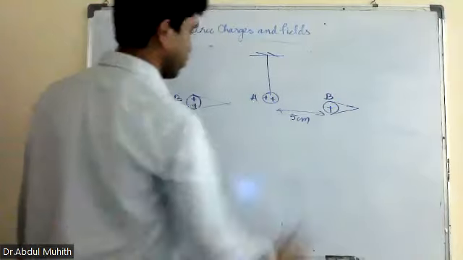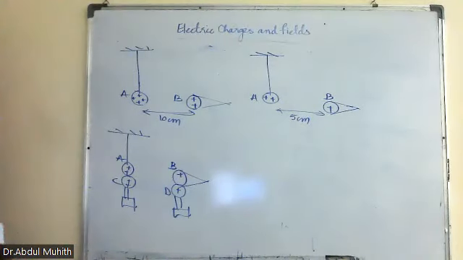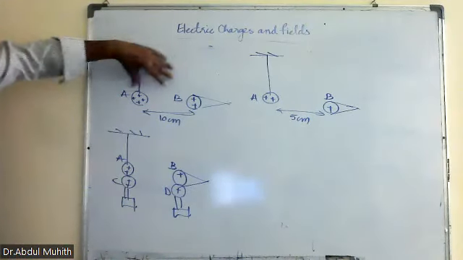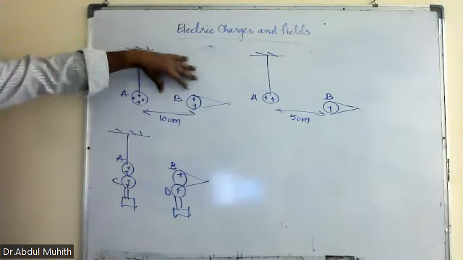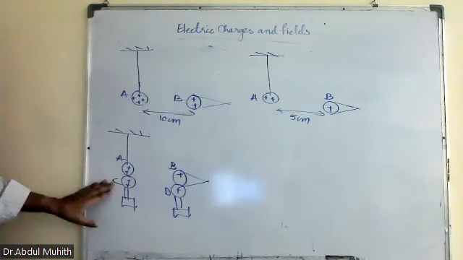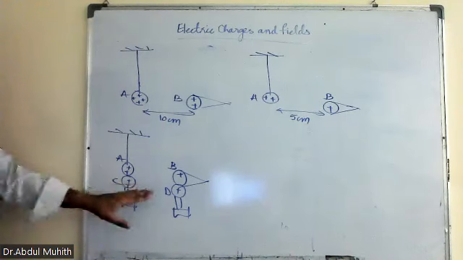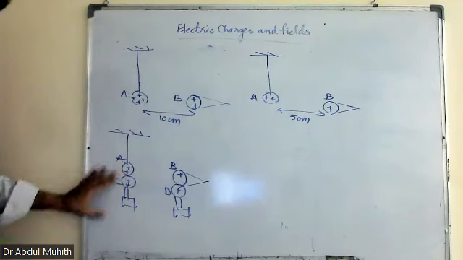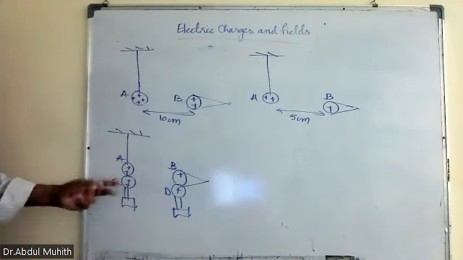Plus. This is plus 1. Once again, here there were 4 charges, 2 charges, and the distance is 10 centimeter. Now I brought an insulated stand, 2 neutral spheres, and touch this A and B. Then what happens? Some transfer, conduction, will take place.